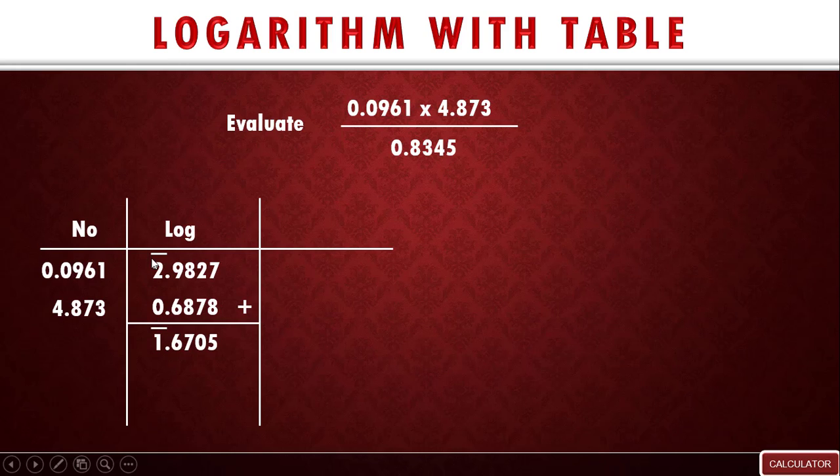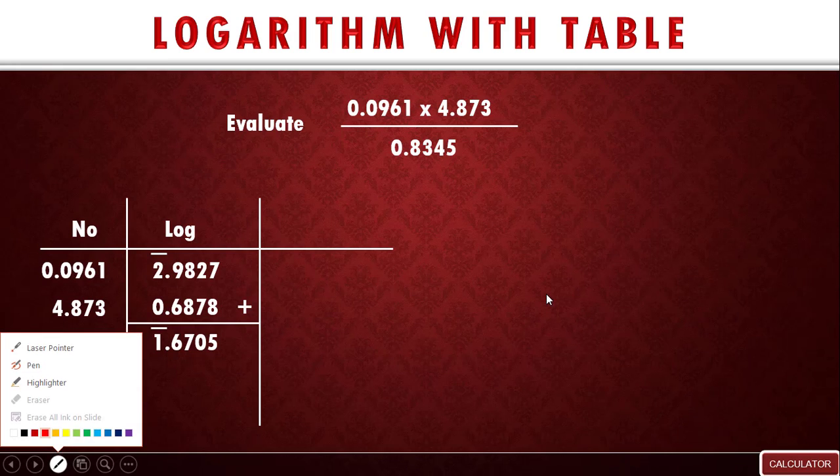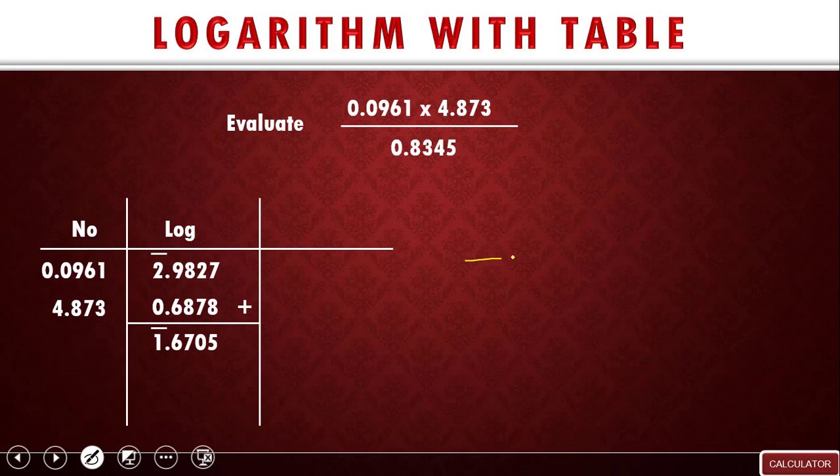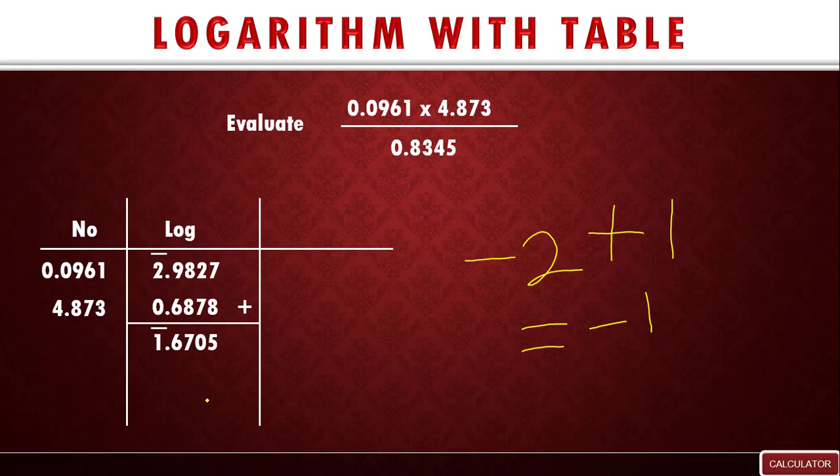Then remember we have minus 2 here. Okay, let's try to explain that. So we have minus 2 plus 1. You're owing somebody 2 pennies. You now pay the person 1 penny. Are you still owing the person or not? Well, you're still owing the person 1. Because you're still owing, in this logarithm the characteristic side would now be bar 1.